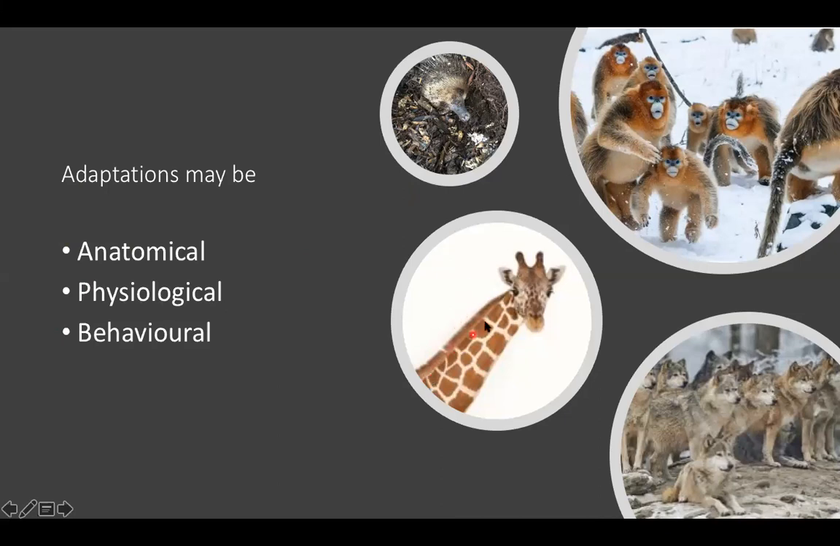So the length of a giraffe neck will be a directional selection, selecting for longer neck, and that's an anatomical adaptation, as is the fur length of the, oh, I can't remember, was it called the snub-nosed golden monkey?